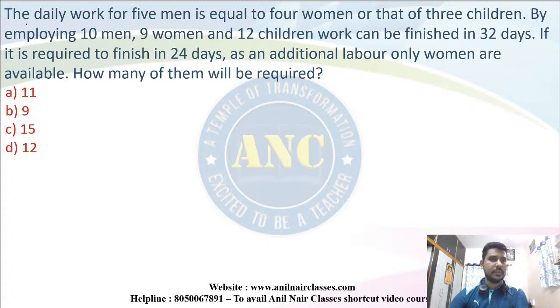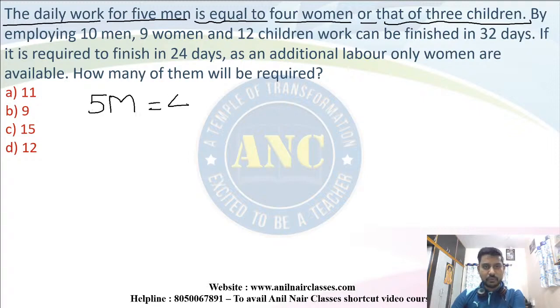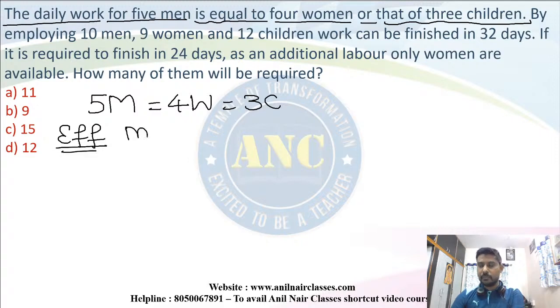Next question. The daily work of 5 men is equal to that of 4 women or that of 3 children. So, whatever 5 men are working, that is equal to 4 women, that is equal to 3 children. Right? So, I want to find the efficiency ratio of men to women to child.